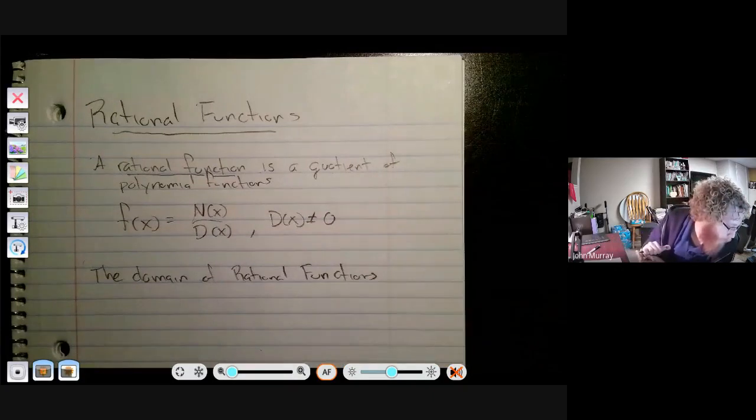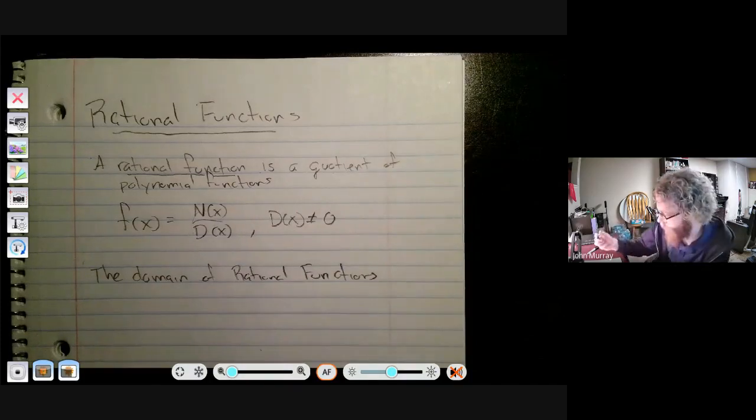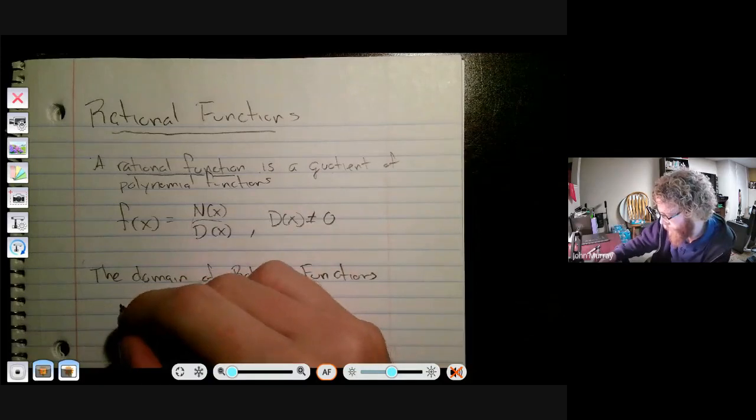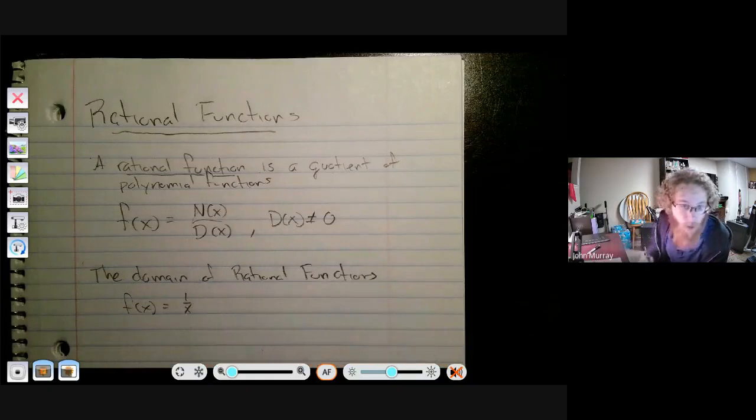All right, so let's talk about the domain. Let's consider our most basic rational function, 1 over x. What is our restriction here? What is the one thing that x cannot be?